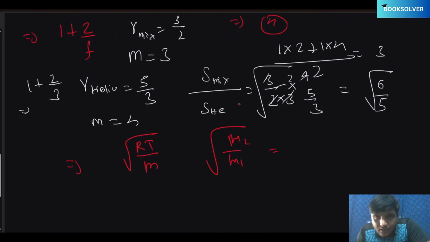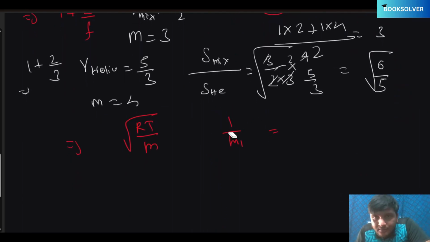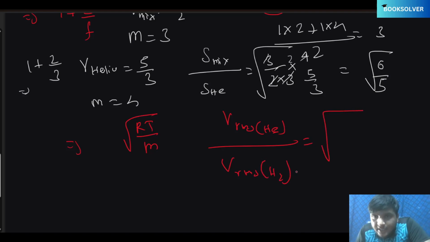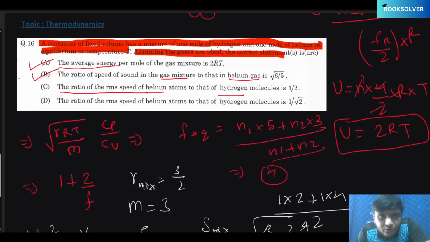Let me write this clearly here. Vrms of He by Vrms of H2 will be equal to root under, H2 has a mass of 2 and helium has a mass of 4, so root under 1 by 2, which is 1 by root 2. Let's see which option is matching. Our option D is matching here and C seems to be incorrect. It means we have got our final answers of A, B and D. Thank you everyone.